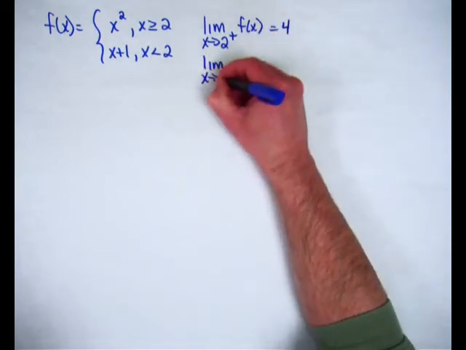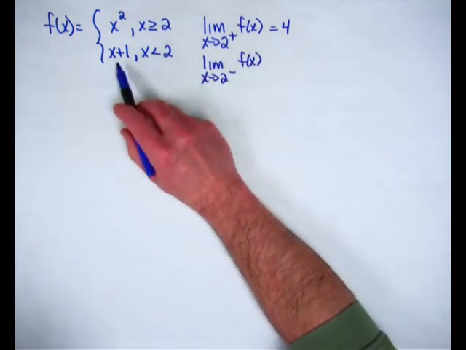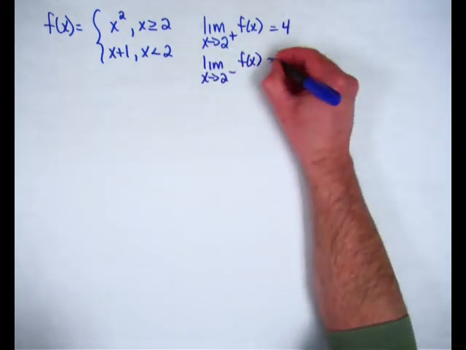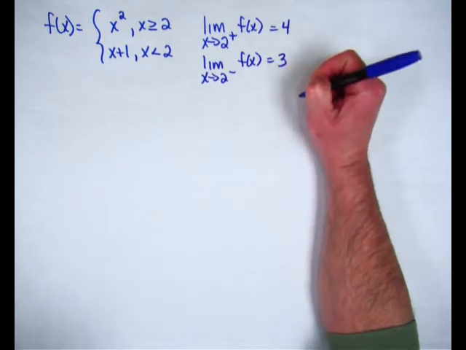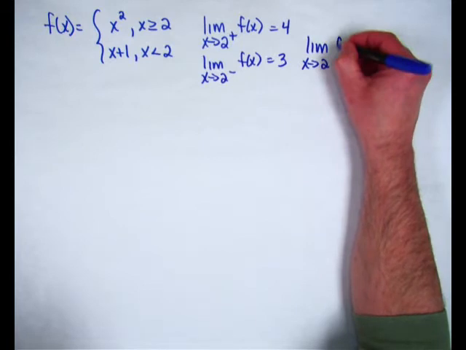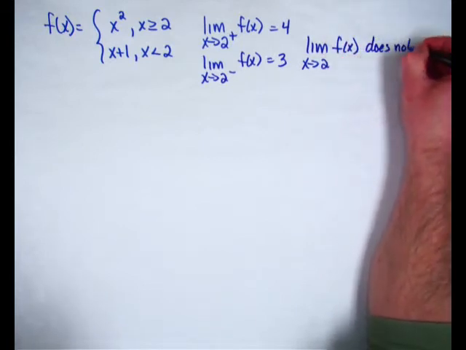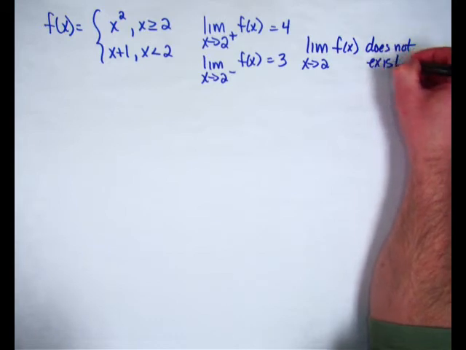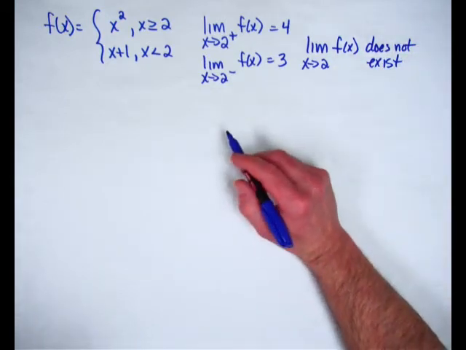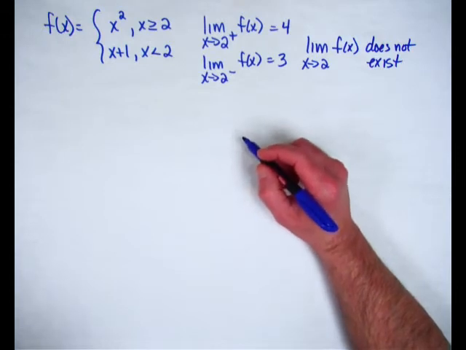If you came in toward 2 from the left, you would have to plug in the number 2 into this function, and you would get 3. Now, since the limits are different, we would say that the limit as x approaches 2 of this function does not exist. The functions are not meeting each other. There's a jump between the 2 points.